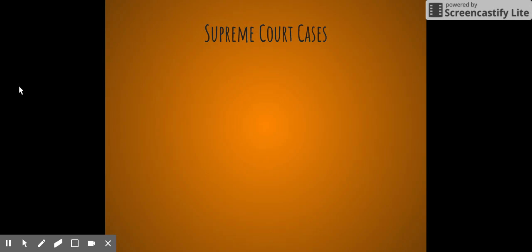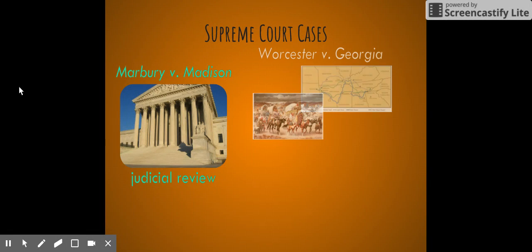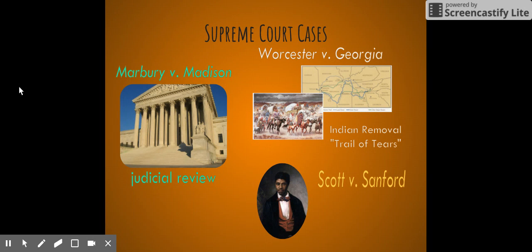And then lastly, I kind of wanted to review some Supreme Court cases, two of which we've already talked about. But there's three big cases in this unit. One is Marbury versus Madison, that establishes judicial review, or establishes the power of the court to declare laws unconstitutional. The second is Worcester versus Georgia. You should associate that with the Trail of Tears and the Indian Removal Act. And lastly is Scott versus Sanford. We talked about that idea of slavery not being controlled by the federal government. So those are good things to look at.